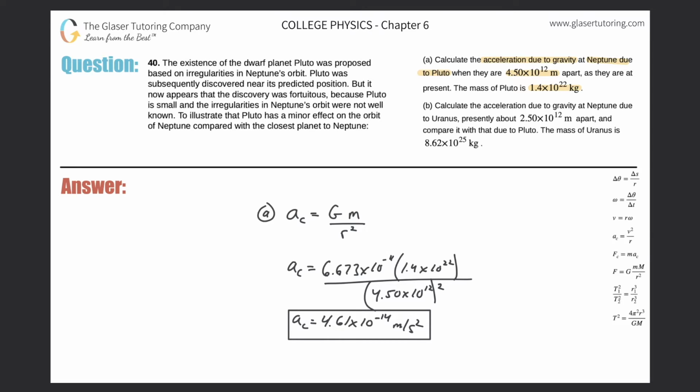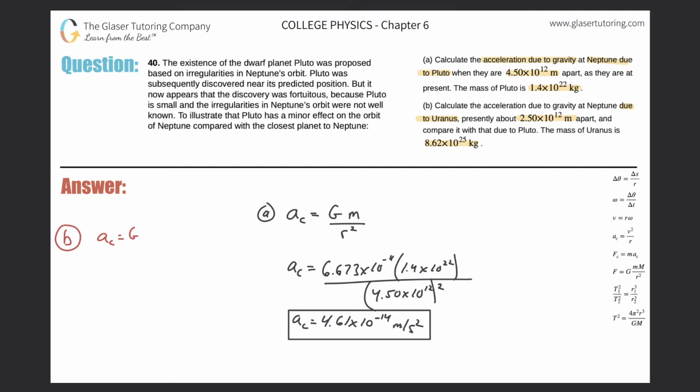Letter B says calculate the acceleration due to gravity at Neptune due to Uranus, presently about 2.5 times 10 to the 12 meters apart, and compare it with that of Pluto. The mass of Uranus is 2.62 times 10 to the 25 kilograms. All right, so let's do part B over here. I got a little more room. So again, it's the same formula.